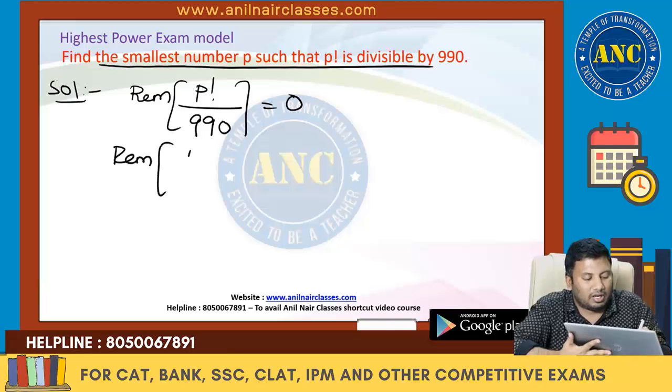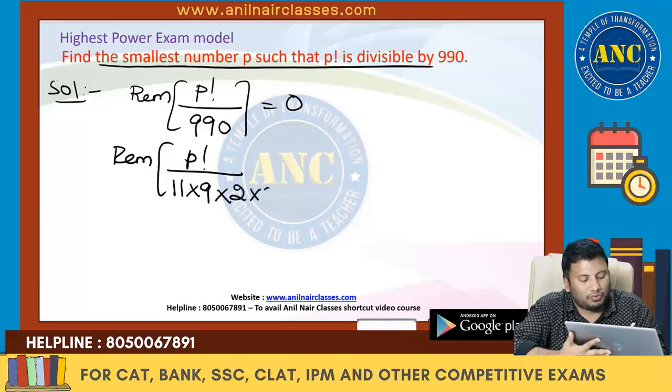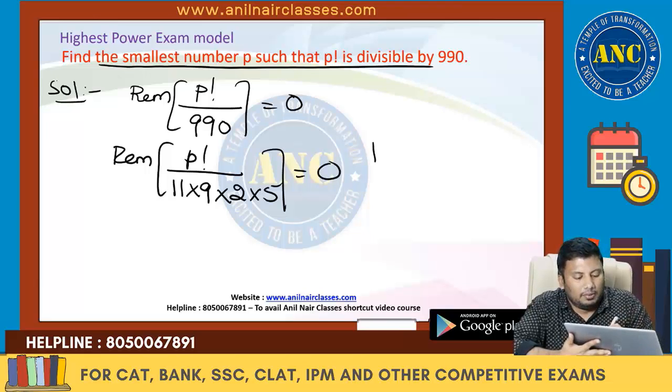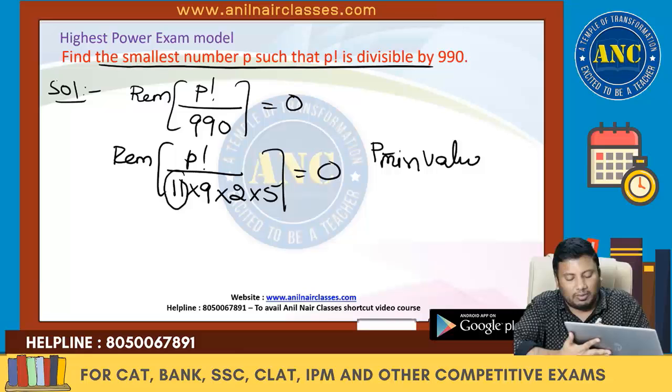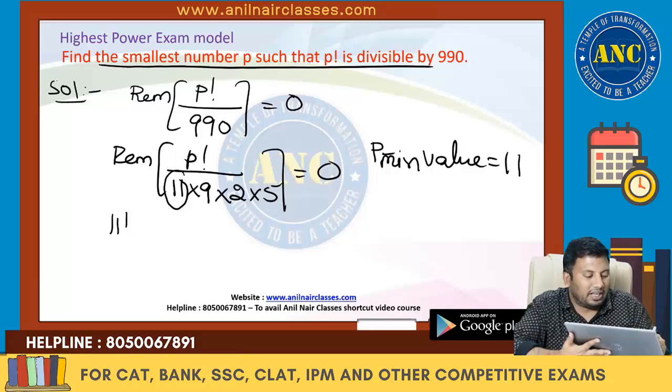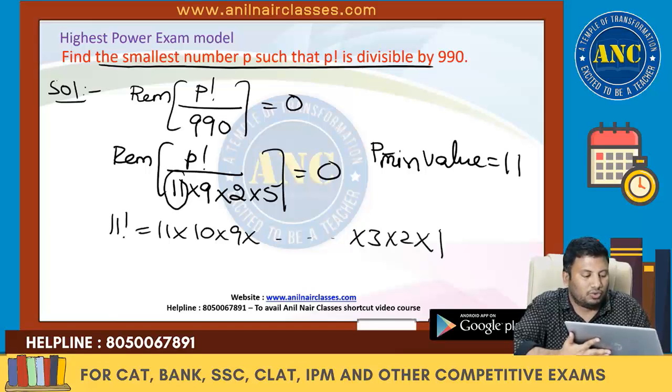So p factorial, 990 is nothing but 11 into 9 into 2 into 5. p should contain 1 power of 11. So the minimum value of p is nothing but 11. Because if I take 11 factorial, it is 11 into 10 into 9 and so on up to 3 into 2 into 1. 11 is present, 9 is present, 2 is present, 5 will be present.